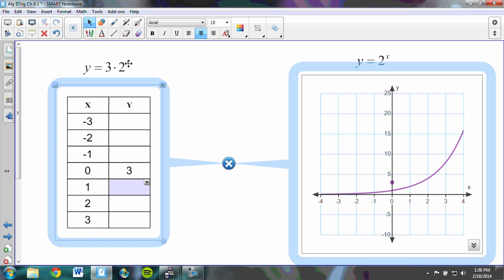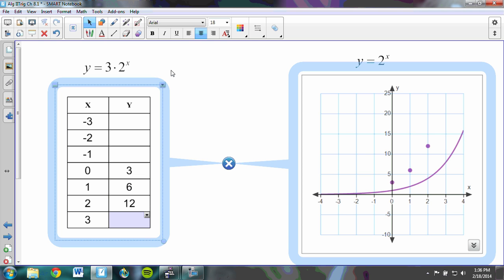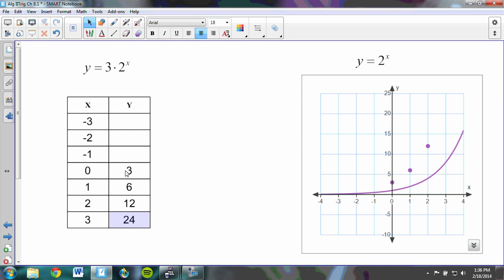2 to the first is 2, times 3 is 6. 2 to the second is 4, times 3 is 12. And 2 to the third is 8, times 3 is 24. Now I can't fit 24 on the graph the way that it looks right now. But that's okay. You can see how high it's getting and how much more quickly it's getting high.